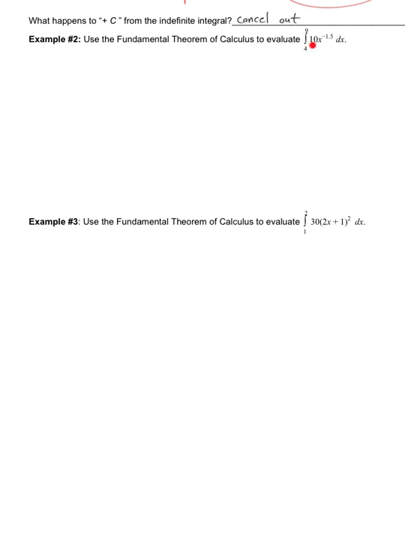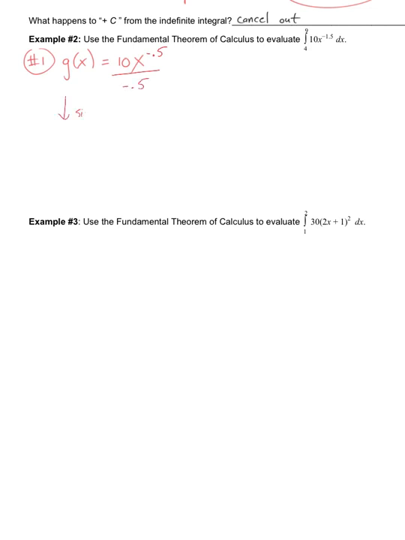Our integrand is 10x to the negative 1.5, and our limits of integration are from 4 to 9. So our first step is we find the antiderivative. We call it g of x. This is going to be a power rule. The 10 comes along for the ride. When I add 1 to my exponent, negative 1.5 plus 1 gives me negative 0.5. And I put the same number on the bottom. So there's my power rule.